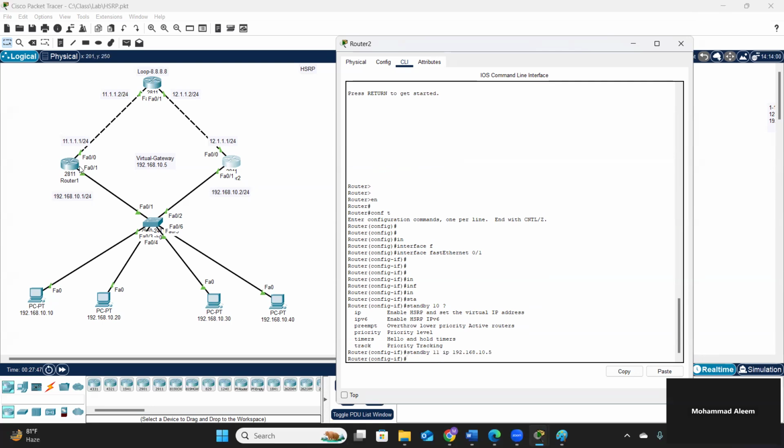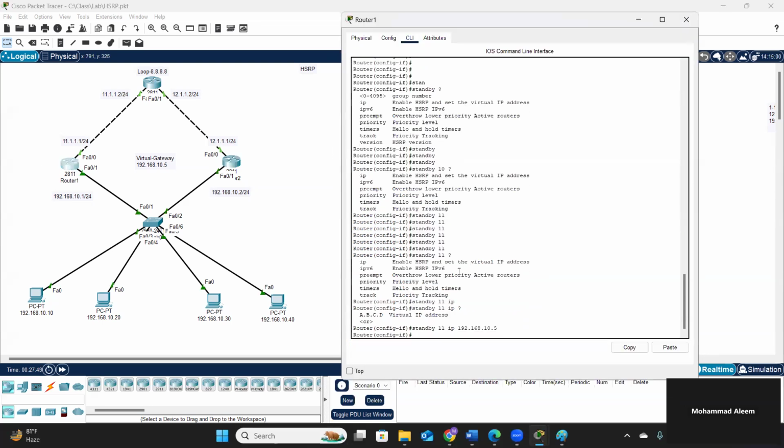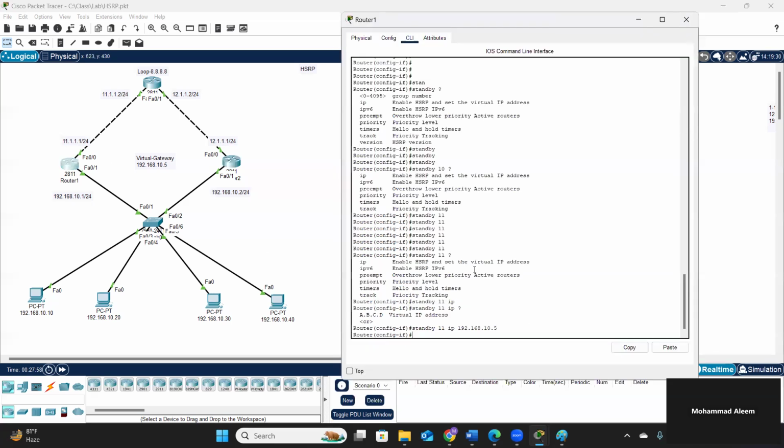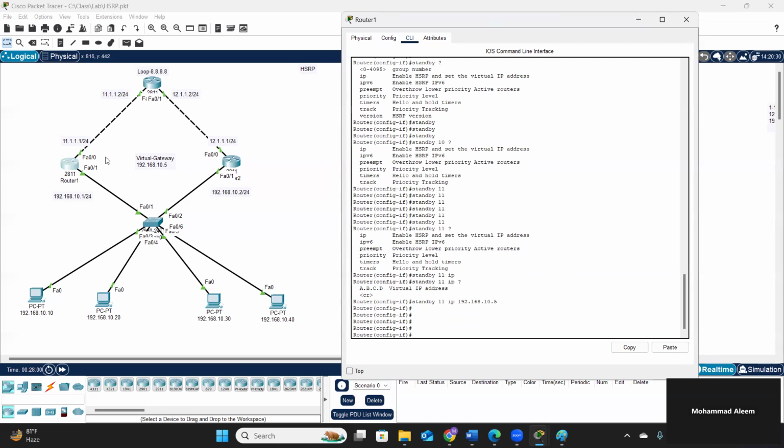Okay, I have entered here and I'll enter within 10 seconds. Okay, we'll wait for 10 seconds. You can check the log will be originated here. One log will be originated. Which router is active, which router is standby, you can verify. These are the routers.